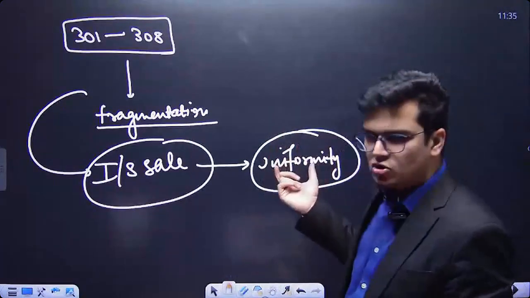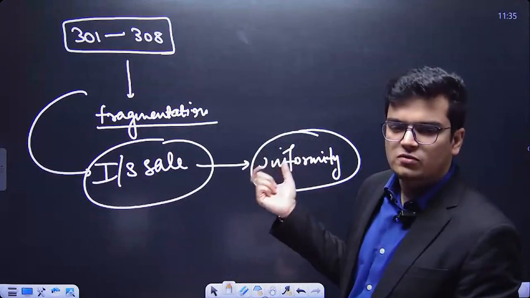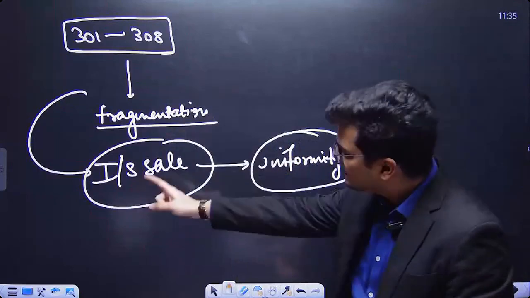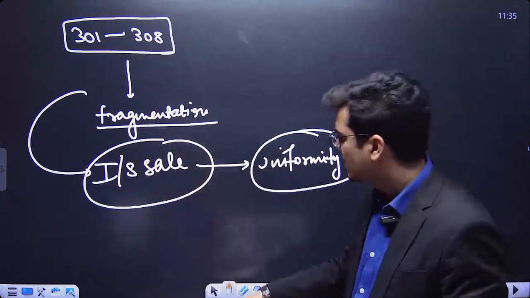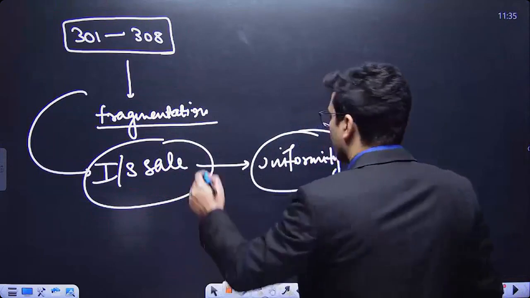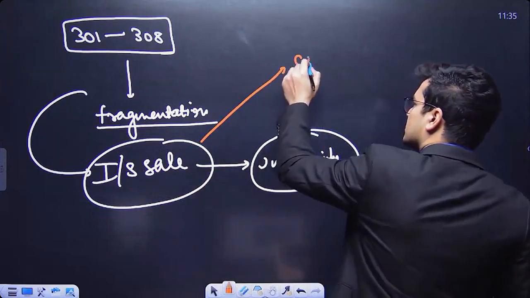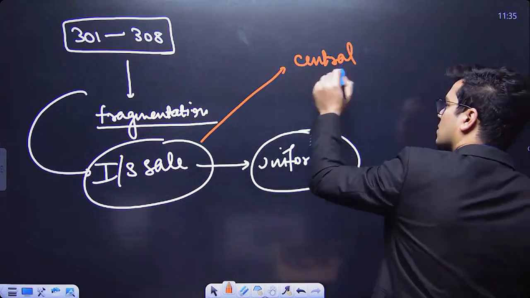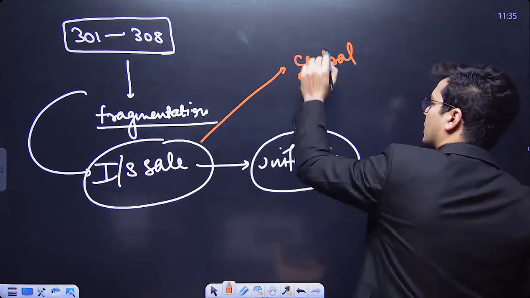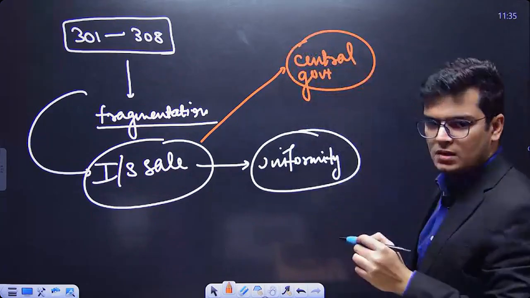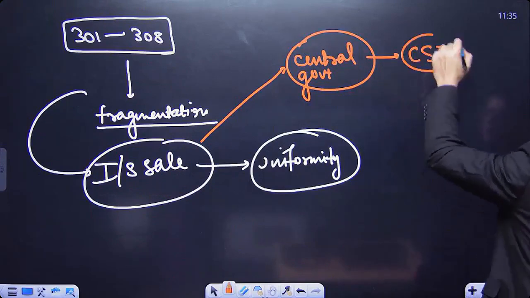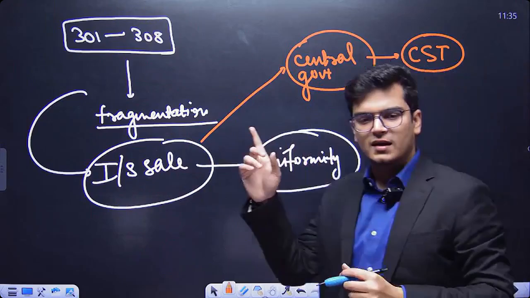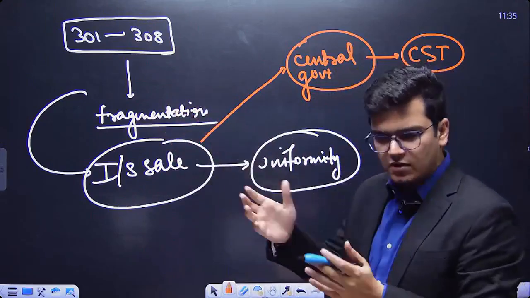For the purpose of this uniformity, on interstate sales, produced somewhere else, sold somewhere else, it was decided that this tax will be collected by the central government. Central government will collect this tax. It was called central sales tax. And central government will collect it at the same rate. Central government will not differentiate.